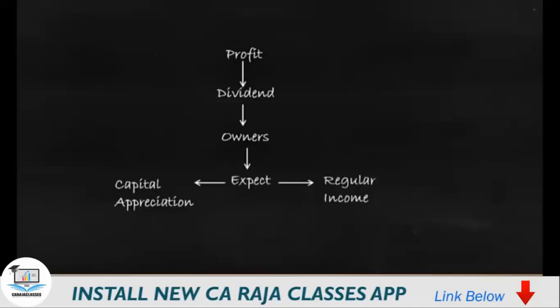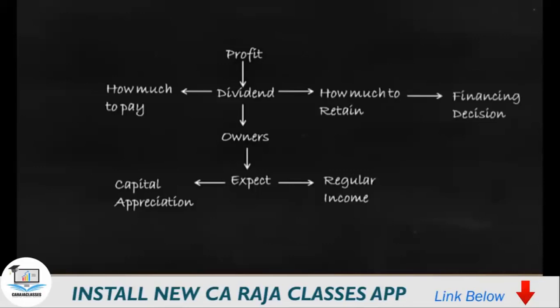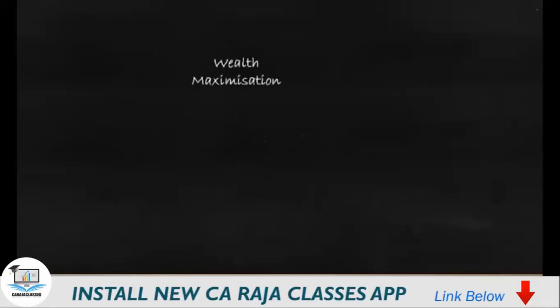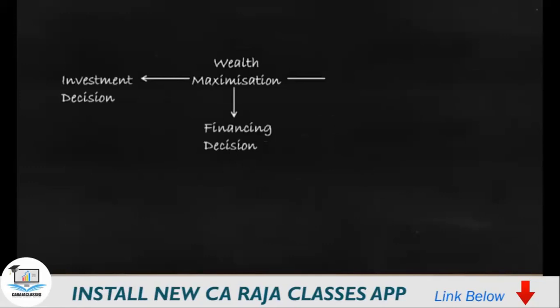We should understand, or the finance manager should strike a balance between the people expecting appreciation and regular income, and he should take a decision how much should be paid as dividend and how much should be retained, so that you are meeting the expectations of both the groups. And this is one of the important financing decisions as well. So we understand that wealth maximization is a combination of correct investment decision, correct financing decision, and correct dividend decision.